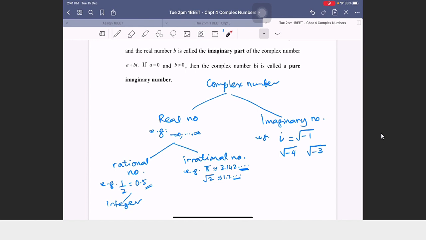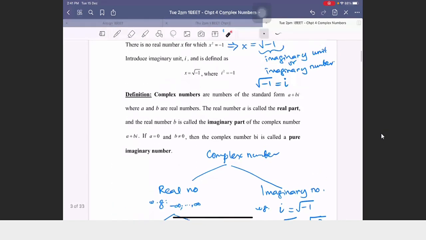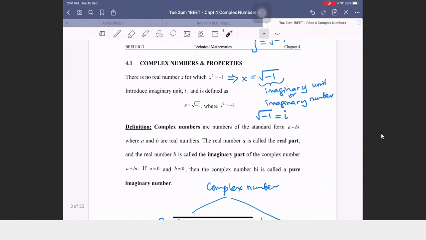And back to this. They introduce the letter i as the square root of -1. So when we square both sides, that's when we have i squared equals -1. So if i equals the square root of -1, then i squared equals -1. This is logical, because you square both sides.